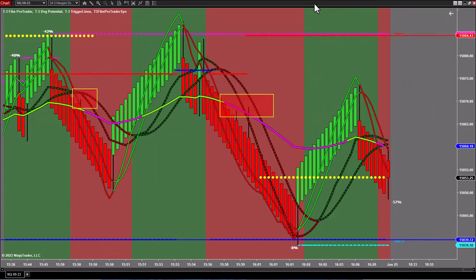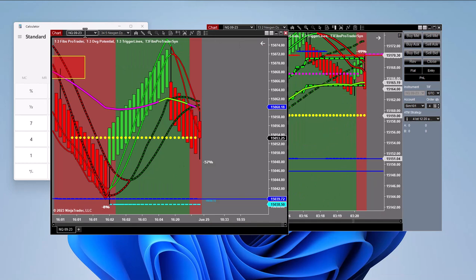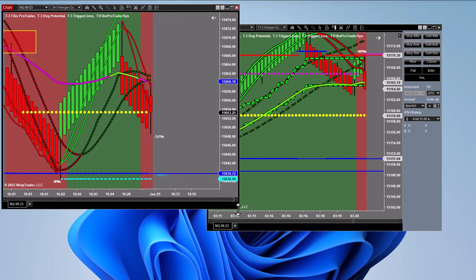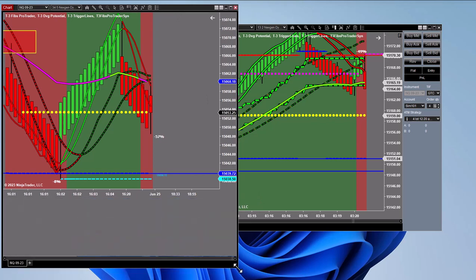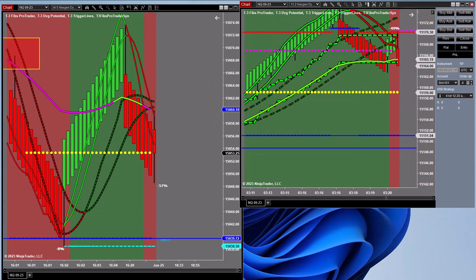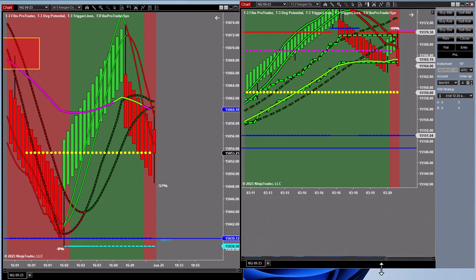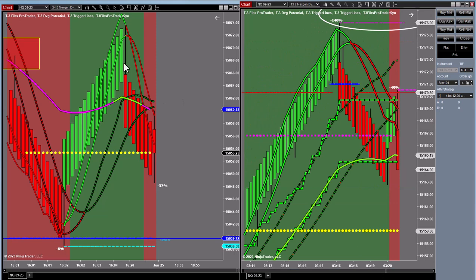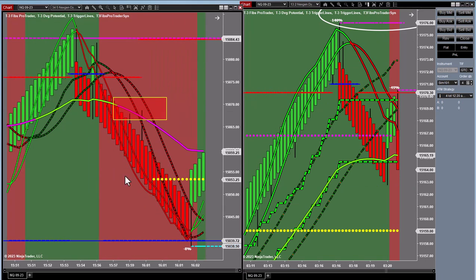Maybe it'd be helpful if I had both charts side by side so you can see it. What do you think? That way you don't have to use your imagination. Bear with me here. And again, these are the types of things you guys need to do with your charts when you're studying your history. All right, so let's go back.